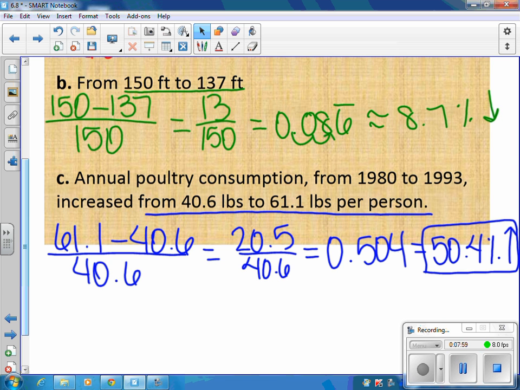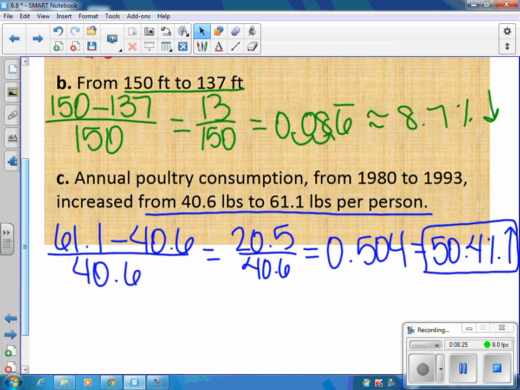Simplifying that subtraction, I get 20.5 over 40.6. When I divide those numbers, I get the decimal 0.504. I'm now going to change that decimal to a percent. So I am going to show that from 1980 to 1993, we had a 50.4% increase in poultry consumption per person.